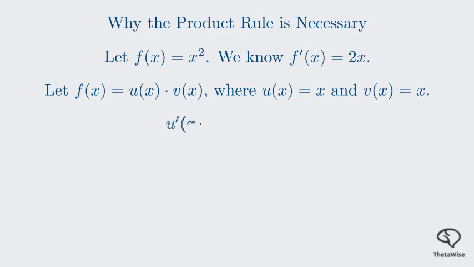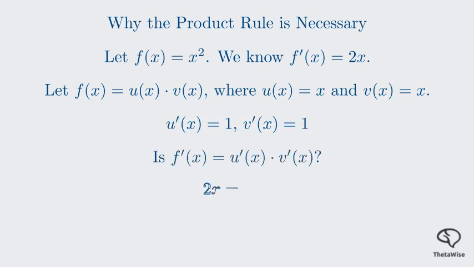The derivative of u is 1, and the derivative of v is also 1. If we were to just multiply the derivatives, we would get 1 times 1, which is 1. But we know the correct answer is 2x. Since 1 is not equal to 2x, the product of the derivatives is not the derivative of the product. We need a special rule. This is the product rule.